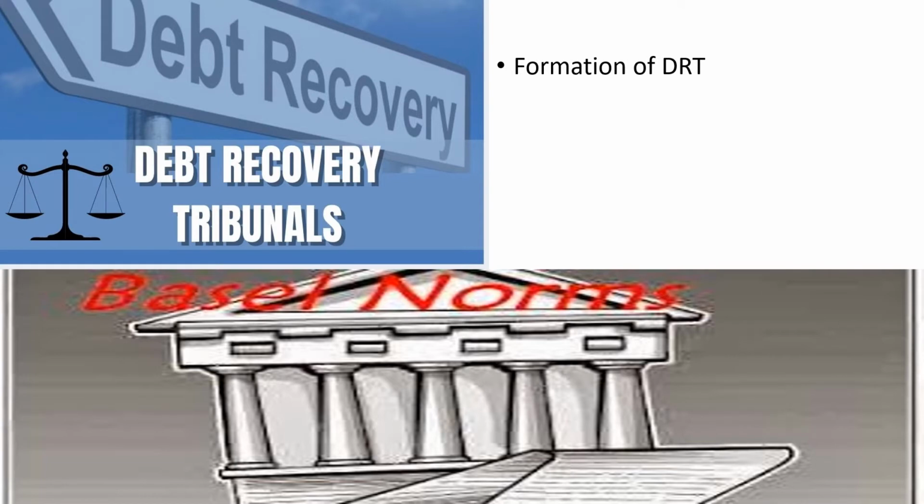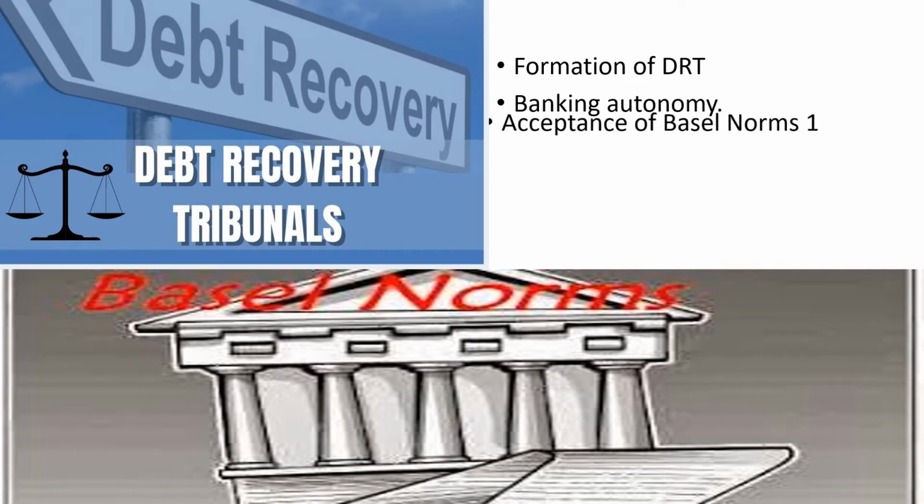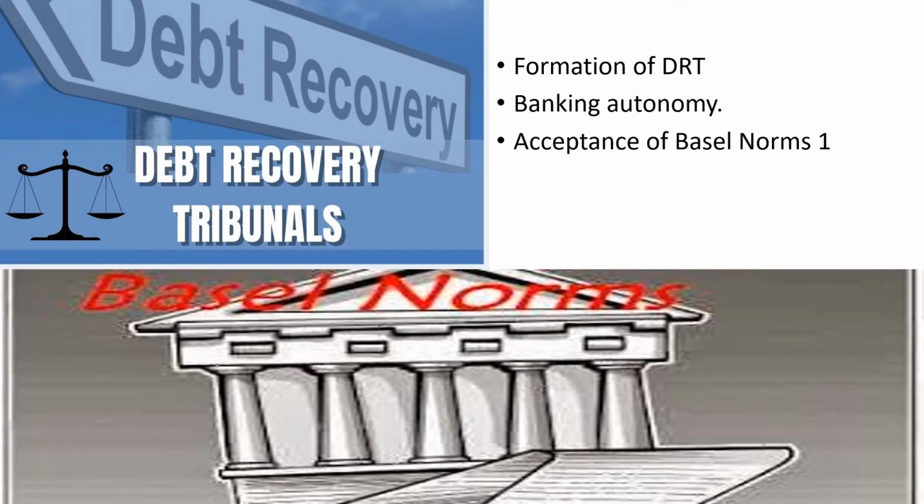Another important recommendation was the formation of debt recovery tribunals for speedy decisions over the debt recovery issues. Next important recommendation was giving more autonomy to the banks for smooth functioning of the banking sector in the country. Next important recommendation is the acceptance of the Basel norms 1, which was proposed in 1988. Another important recommendation was to maintain the capital adequacy ratio at 9%. The capital adequacy ratio is the ratio of a bank's total capital to its risk-weighted assets.